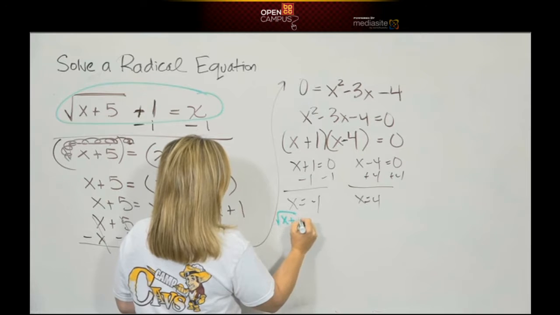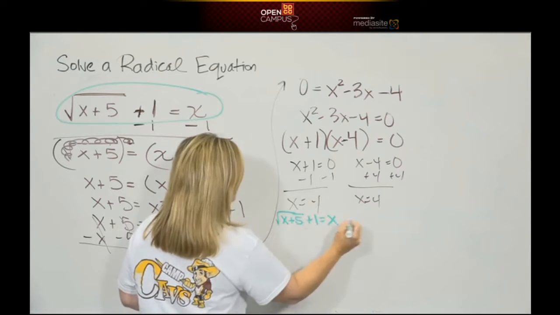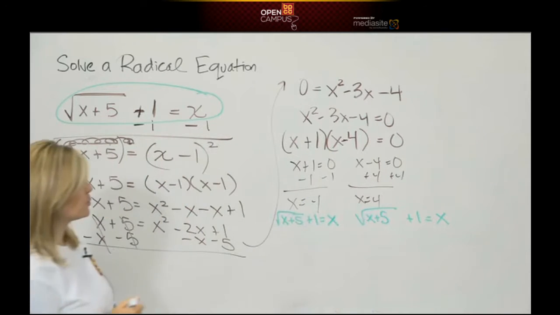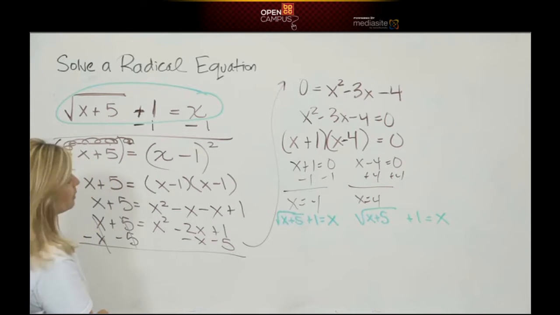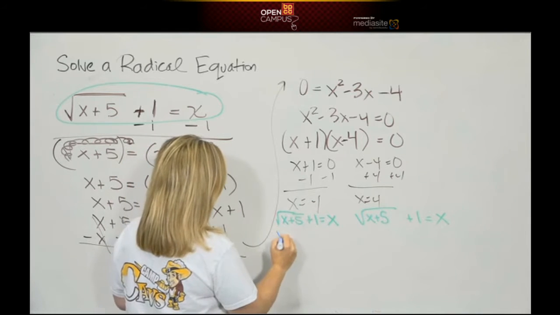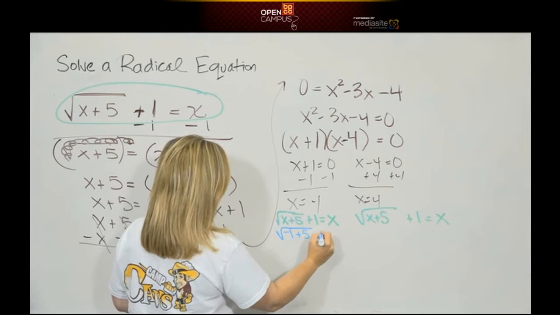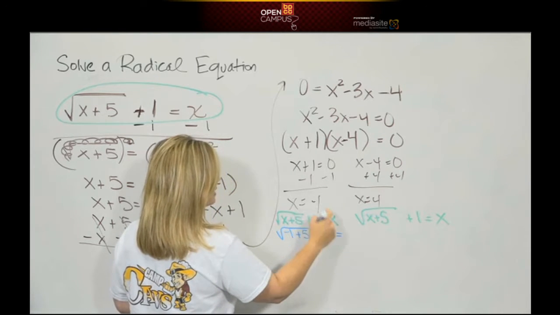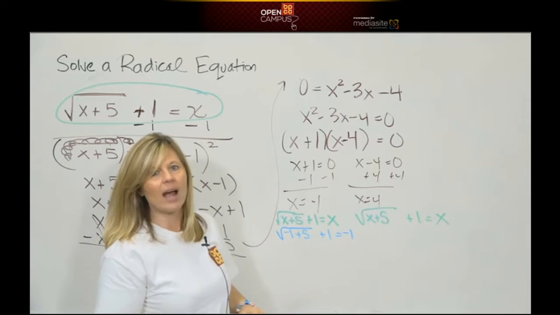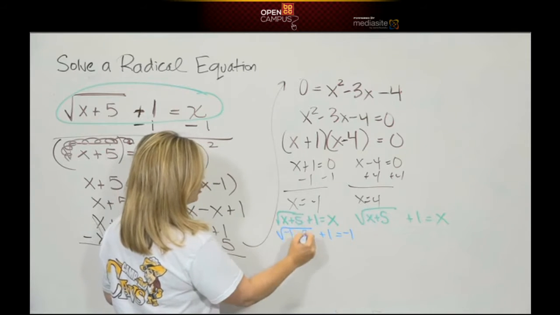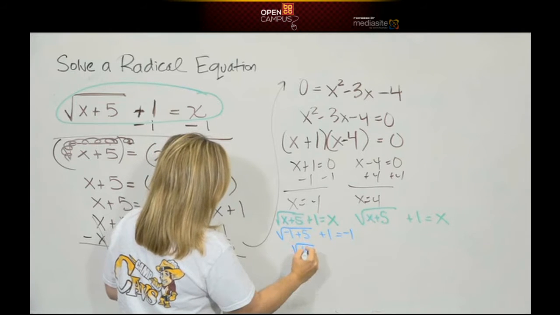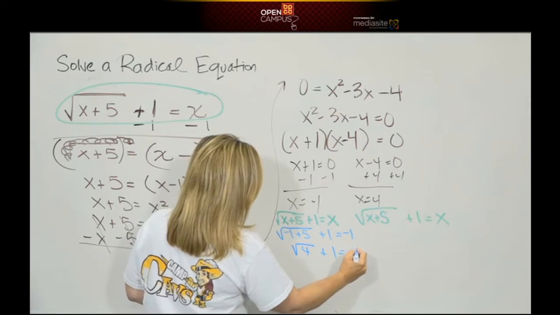Square root of x plus 5 plus 1 equals x. We're going to use substitution. Substitute means replace. I'm going to replace the x's first with negative 1. So this would be the square root of negative 1 plus 5, plus 1 equals negative 1. When you do a check, you work the left side until it equals the right side, we hope. We do what's inside the root symbol first. Inside we get negative 1 plus 5, which is 4. Square root of 4 plus 1 equals negative 1.